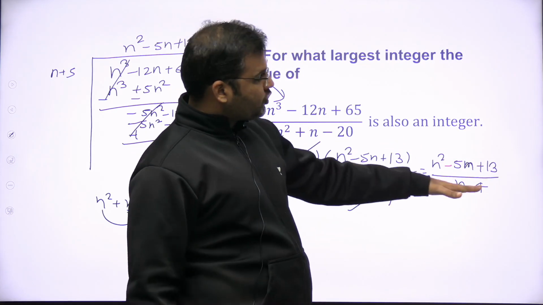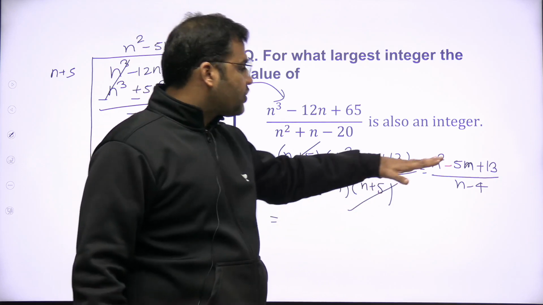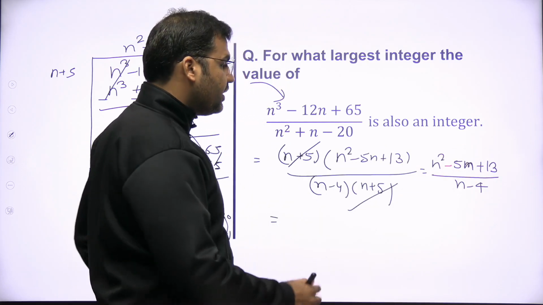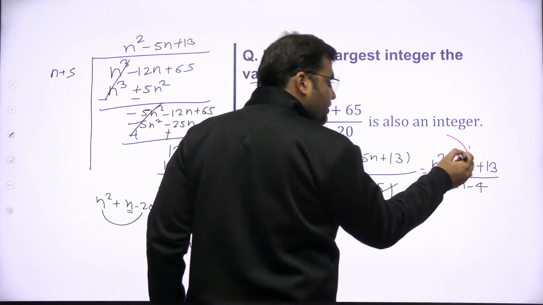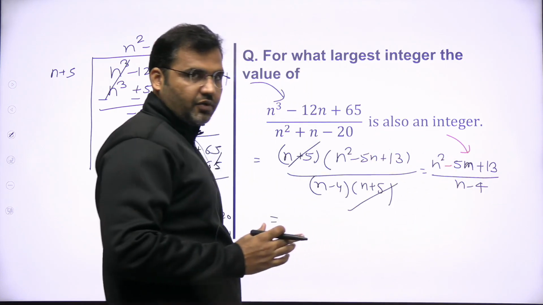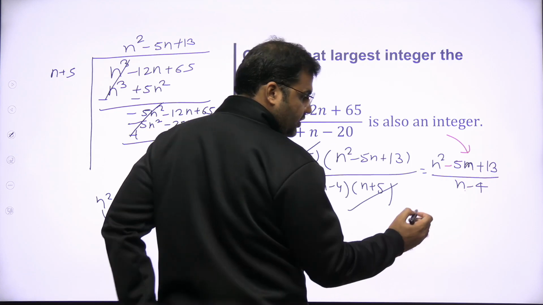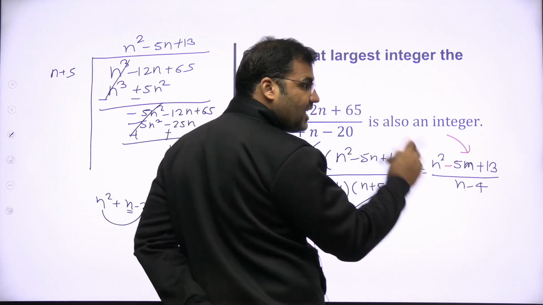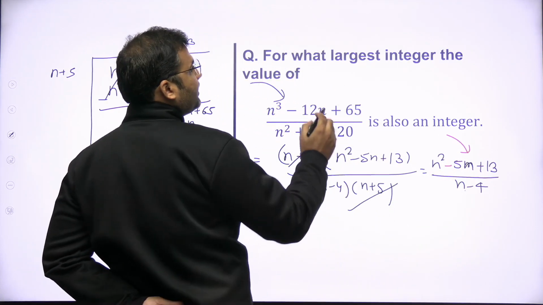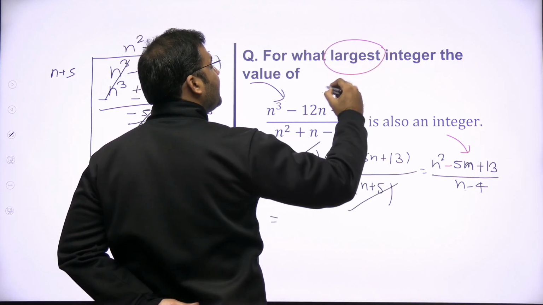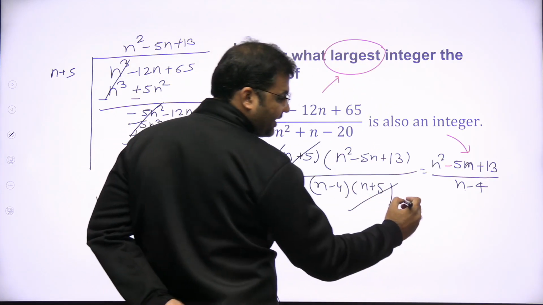Now I want this to be an integral value. Now, what should be the next step after this? What you need to do is further break it down in terms of n minus 4. Because we want this number to be a factor of this number for the highest possible value of n, right? Because we have to maximize the value of n. You have to maximize the value of n.